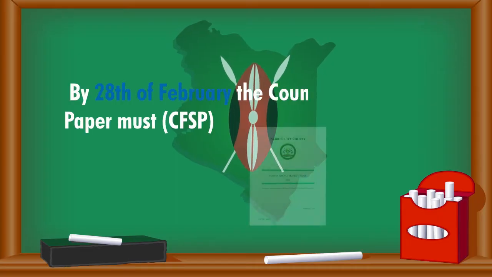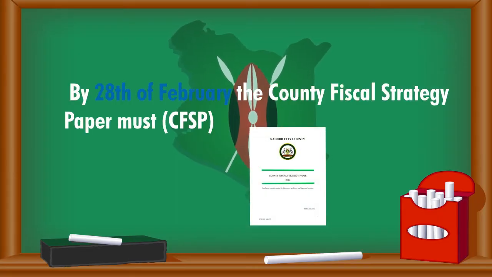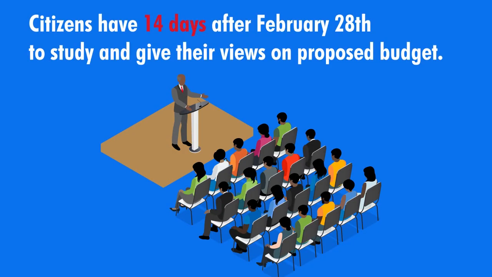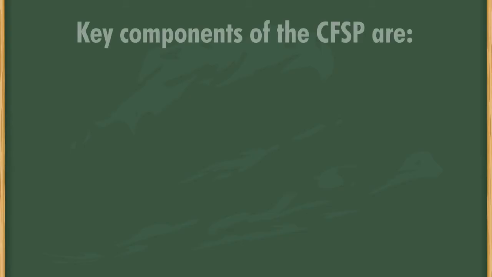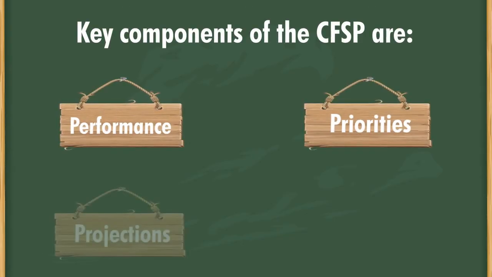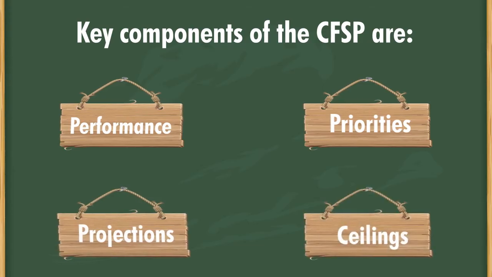By the 28th of February, the county fiscal strategy paper must be tabled in the Assembly, and thereafter the county treasury makes it public within 7 days. Citizens have 14 days after February 28th to study and give their views on the proposed budget. Key components of the CFSP are performance, priorities, projections, and ceilings.